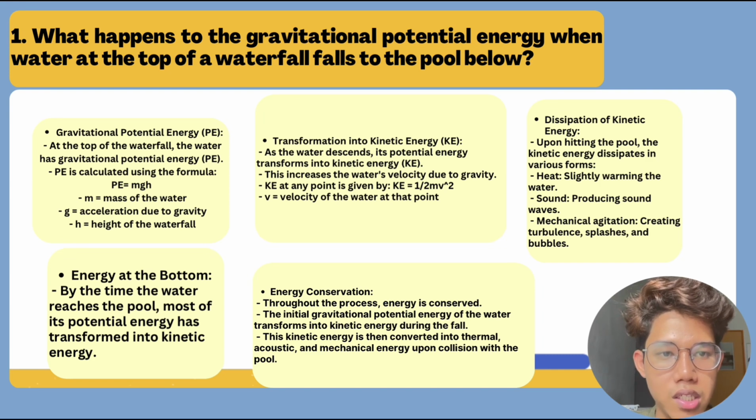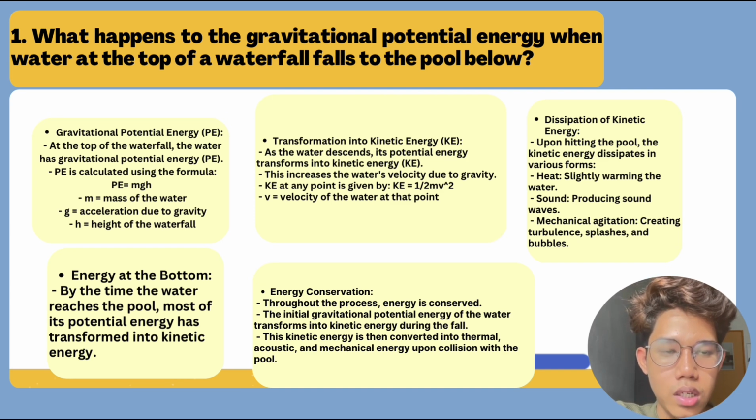Gravitational potential energy, PE, at the top of the waterfall. The water has gravitational potential energy that's called PE. PE is calculated using the formula PE equals mgh, where m is the mass of the water, g is the acceleration due to gravity, and h is the height of the waterfall.